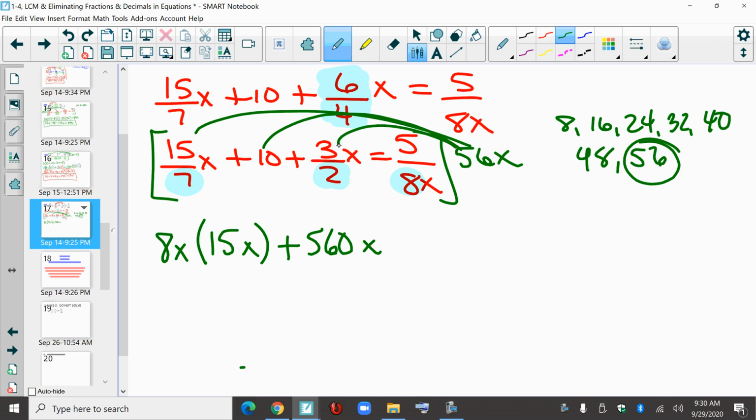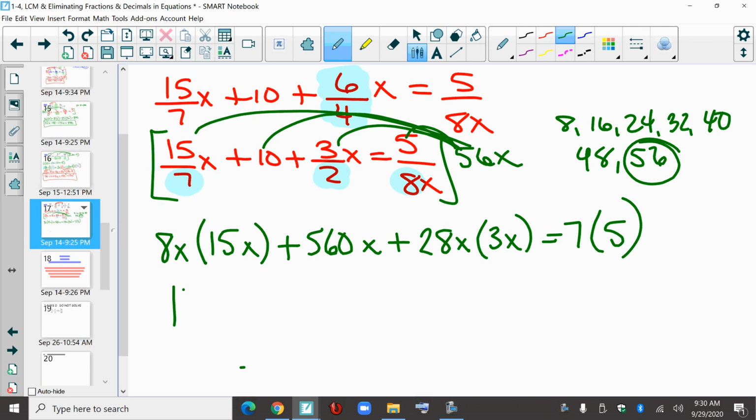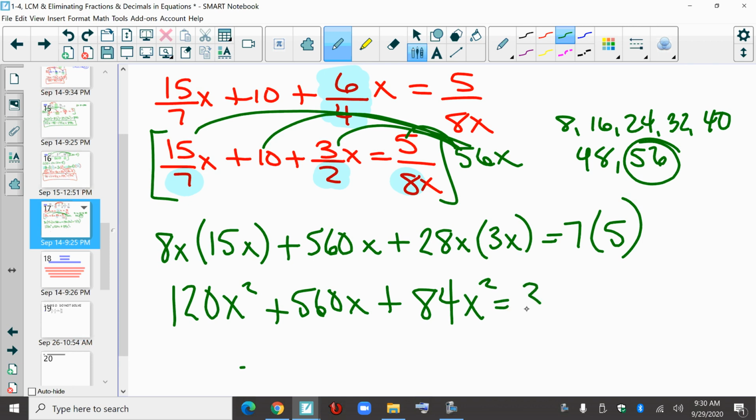56 divided by 2 is going to give you 28. Tack on that x and drop down the 3x is equal to. Now 56x divided by 8x is going to give you a 7 and then drop down the 5. So 8 times 15 is going to be 120. x times x is x squared plus 560x plus 28 times 3 is going to give you an 84. x times x is x squared, and 7 times 5 is 35.